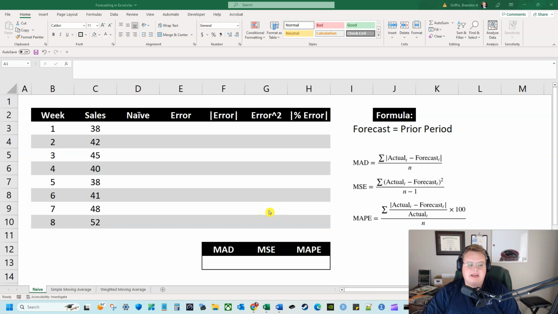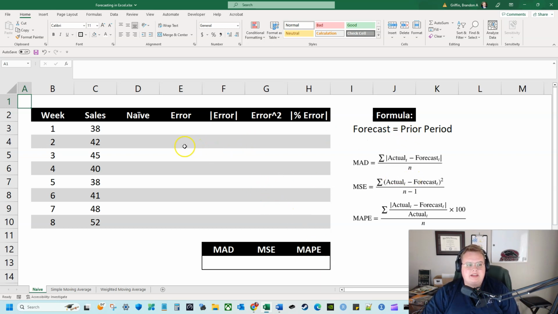We are going to be doing naive forecasting, a simple moving average, and a weighted moving average. Along with that, we will be calculating MAD, MSE, and MAPE: the mean absolute deviation, the mean squared error, and the mean absolute percentage error. So let's go ahead and dive into it.